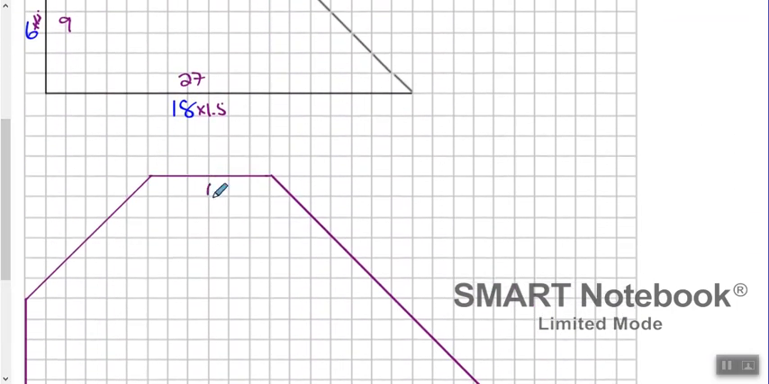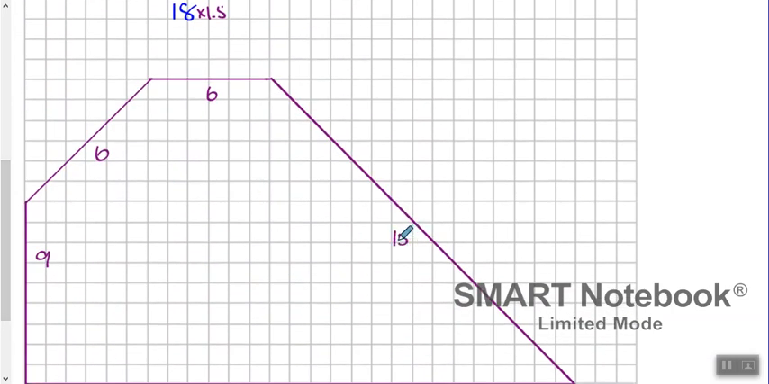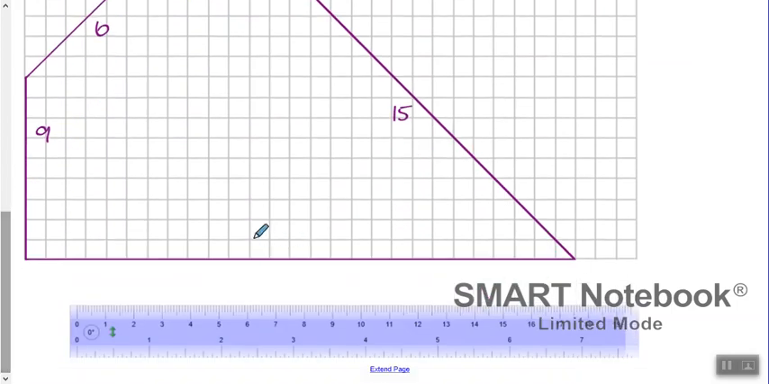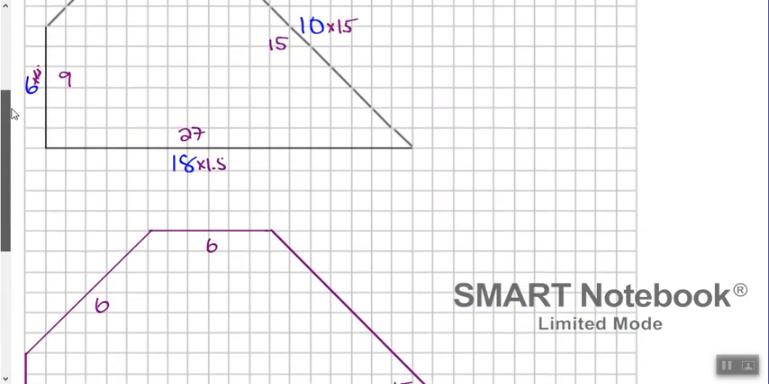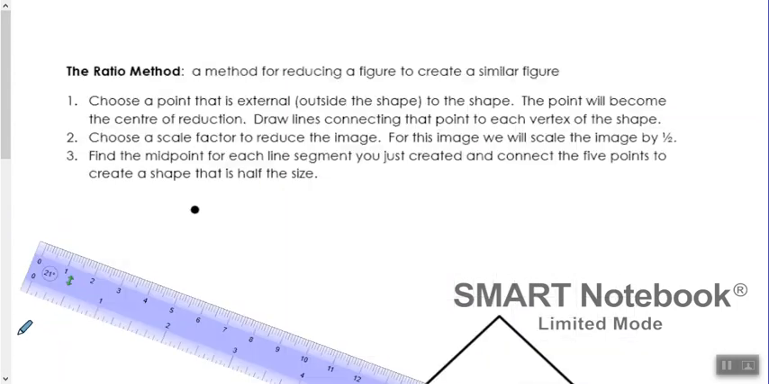So here we have 6, 6, 9, 15, and 27. Okay, so that's using grid paper. So it works out nicely. Just make sure you use a ruler. I know you have the grid, use a ruler.